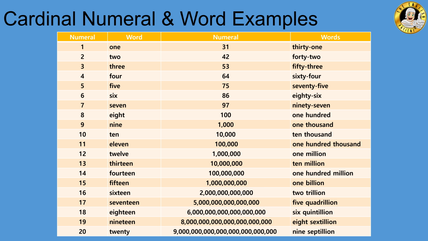And for after 1 billion, we then go to 2 trillion. And then we have 5 quadrillion, 6 quintillion, 8 sextillion, and 9 septillion.